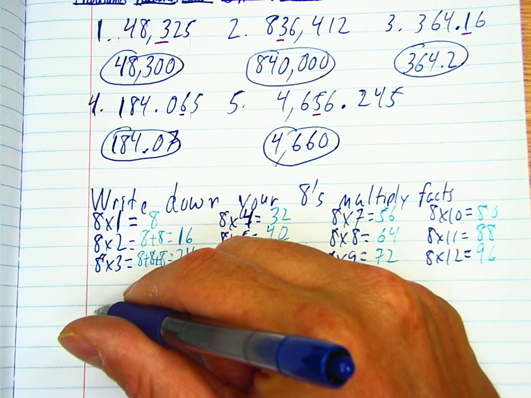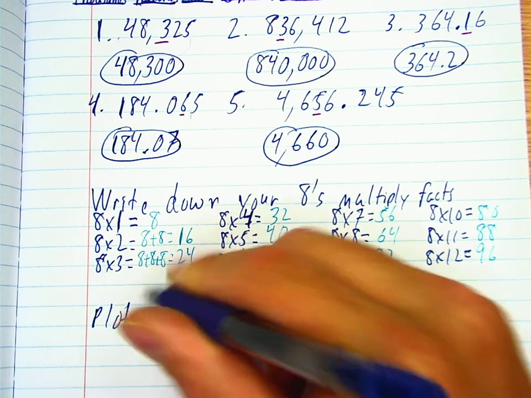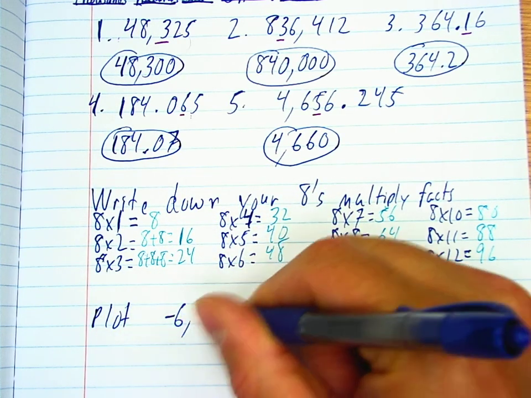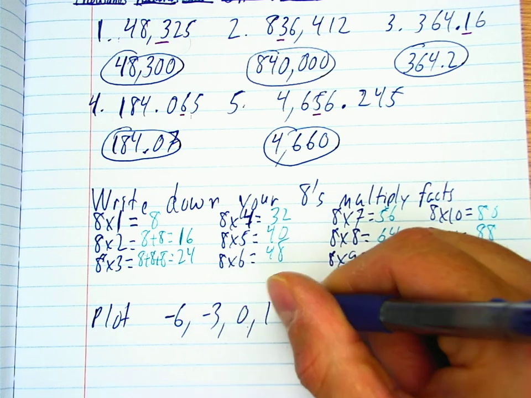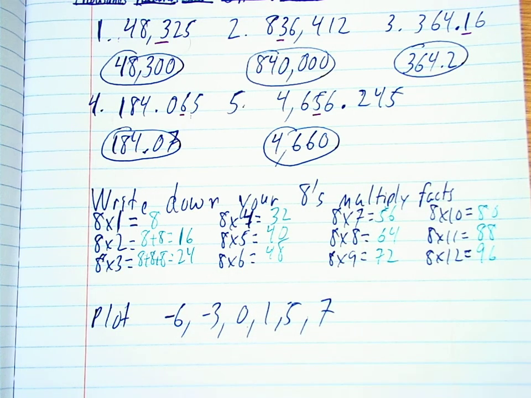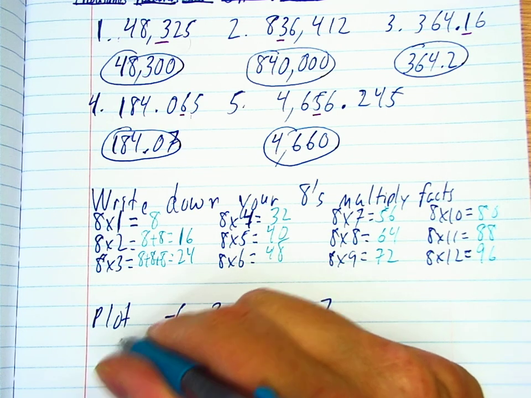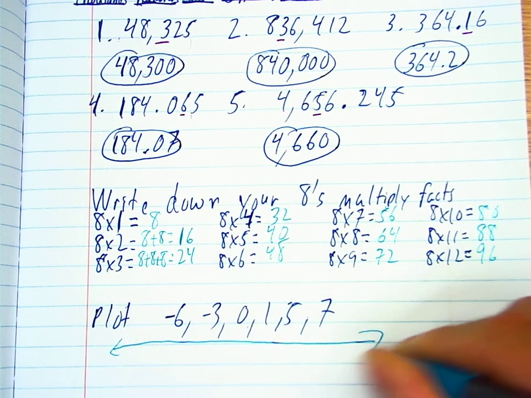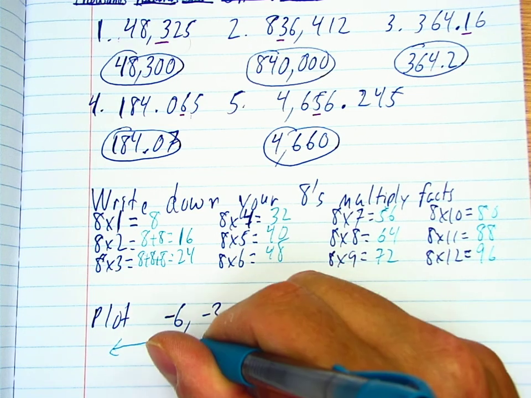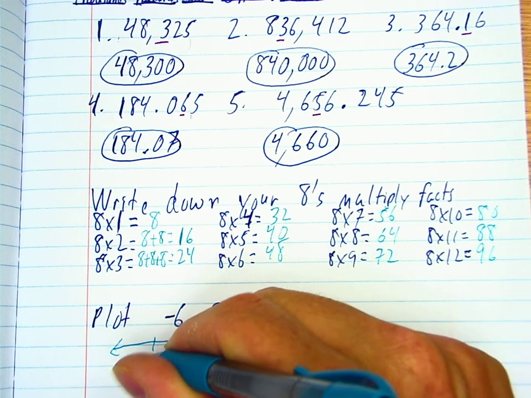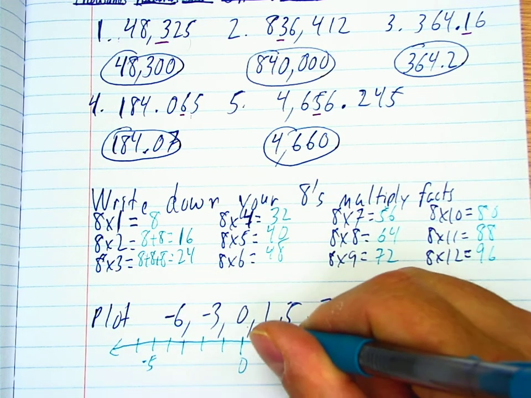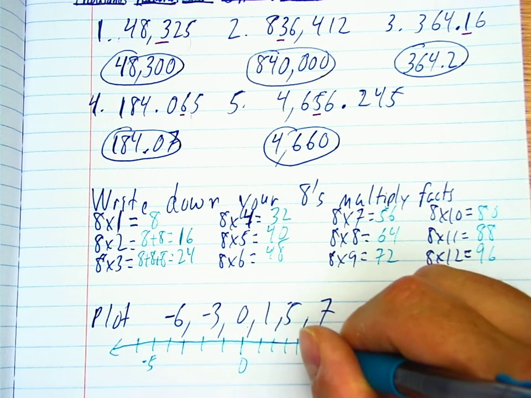Next thing here, I want you to plot numbers on a number line, so like -6, -3, 0, 1, 5, and 7 on a number line. This is a review from our previous class as well. So in the middle, I'll put 0, and I'll label every fifth. So there's -5. There's +5.